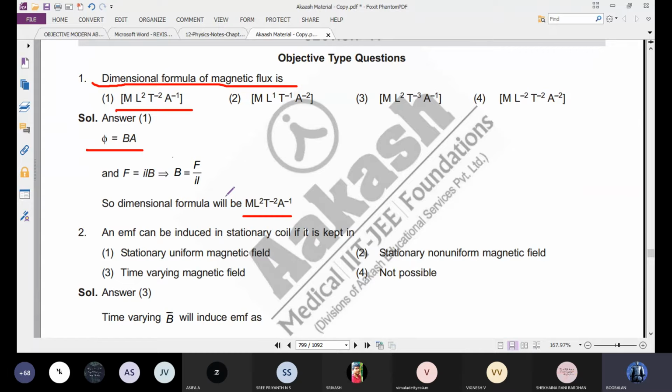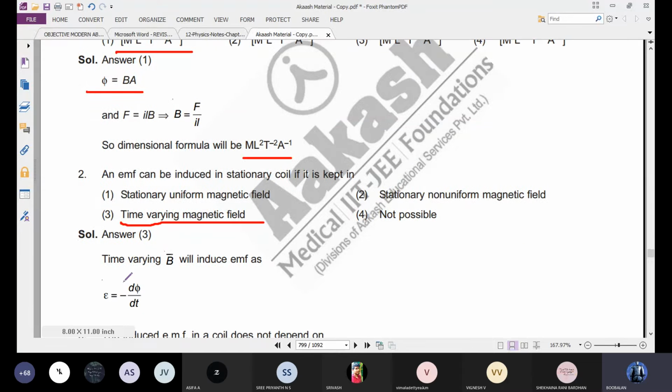So next one: the EMF can be induced in a stationary coil if it is kept in a field with a rate of change with time only. Stationary uniform, it is not applicable. Stationary non-uniform also is not possible. Only the time, because of the rate of change of flux: E equals minus dφ/dt.